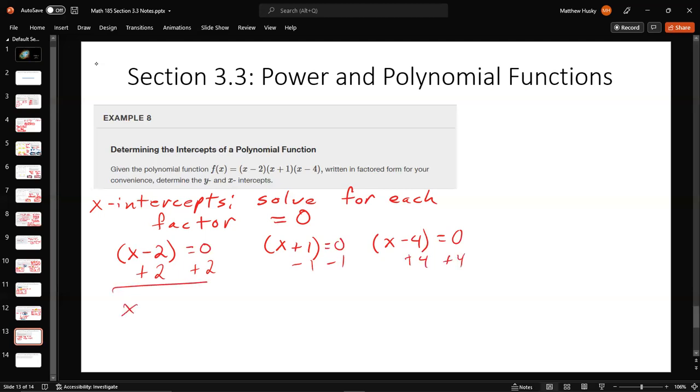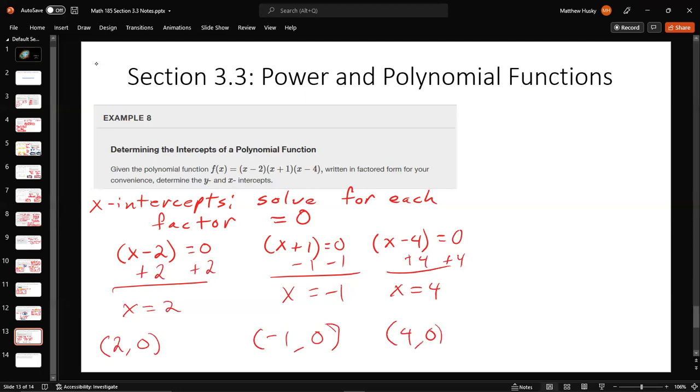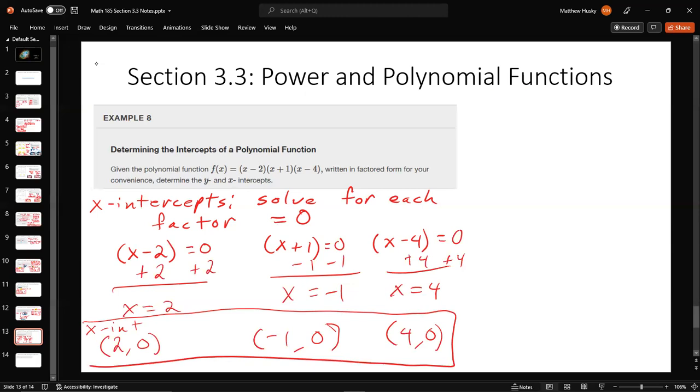So this is going to give you x equals 2. This is going to give you x equals negative 1. This is going to give you x equals positive 4. Now these are intercepts. You want to write them as points. And what this means is that you have (2, 0), (negative 1, 0), and (4, 0). Those are the x-intercepts. There happen to be 3 of them. And one of the ways you can tell those are x-intercepts is because the variable you solved for was x.